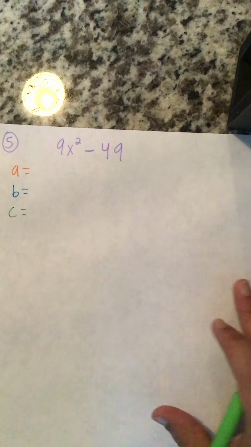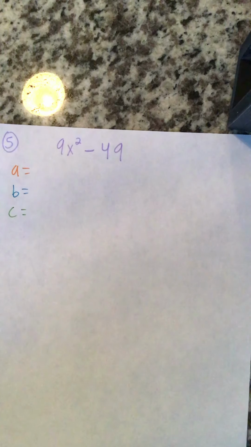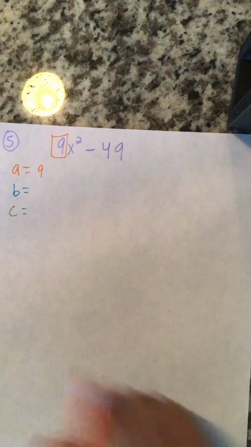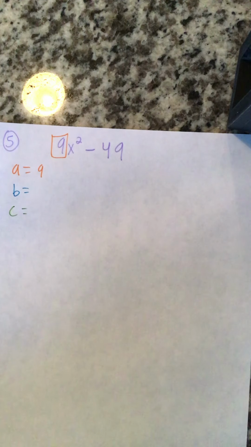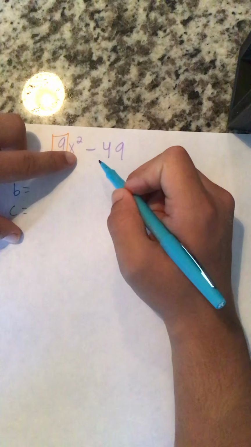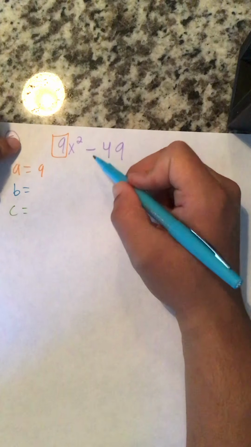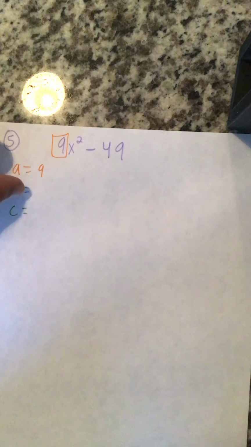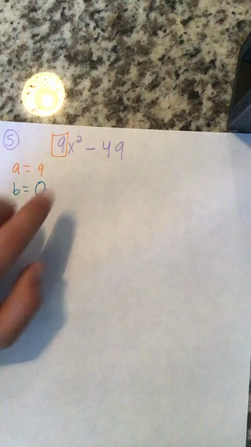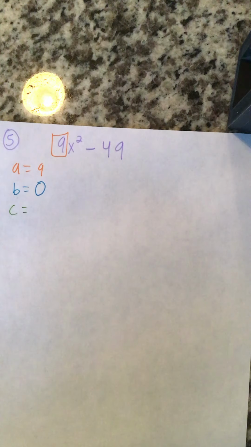Yeah, we can. So A, remember, that's whatever's in front of the x squared. So here, my A is 9. That's easy to see, right? Now, my B is whatever's in front of the x. Do I have a number in front of the x? Hopefully you say, no, I do not. I don't even have an x. So if I'm completely missing an x, that means my b value is 0. I do not have a b value in this problem.